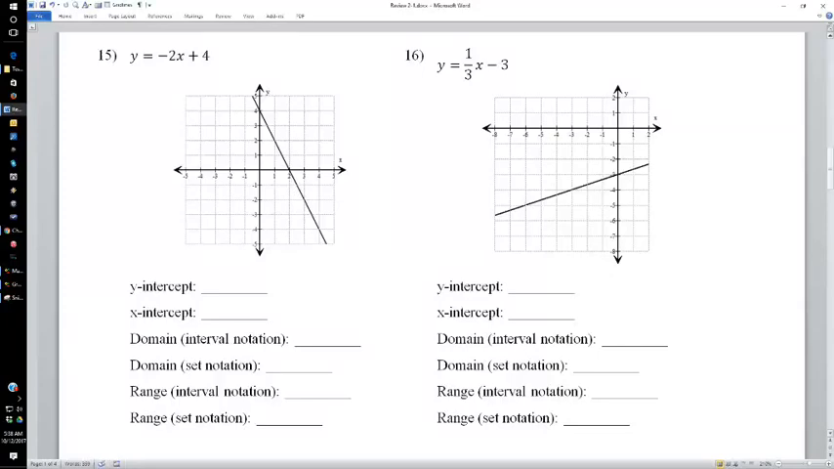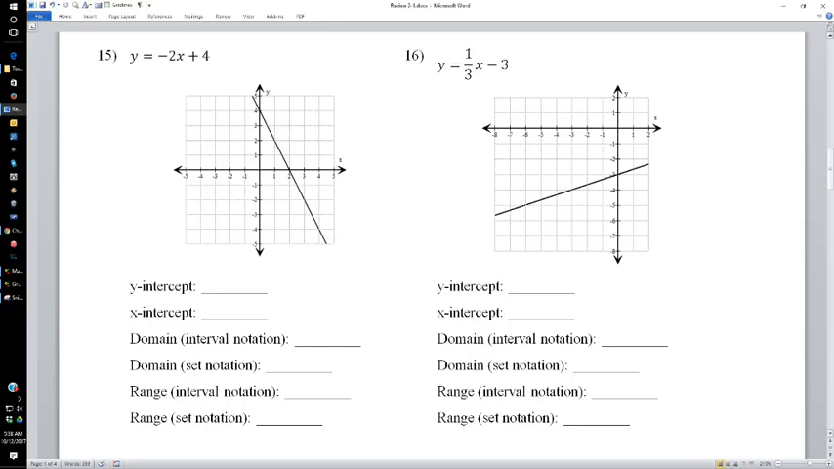Alright, this is Algebraic Reasoning 2.1 and 2.2 review. So, 15 and 16, basically what we're doing is we're just analyzing the graphs. These are both linears, okay? So, where are your intercepts, your x and y-intercepts?